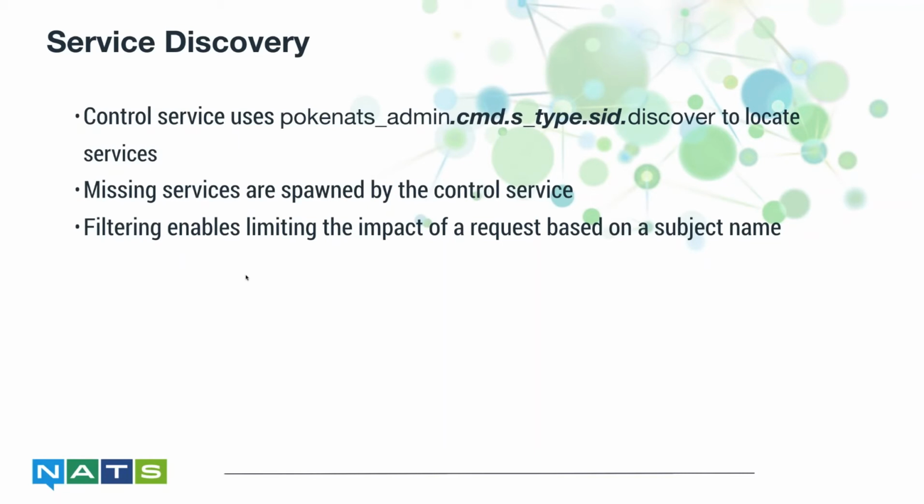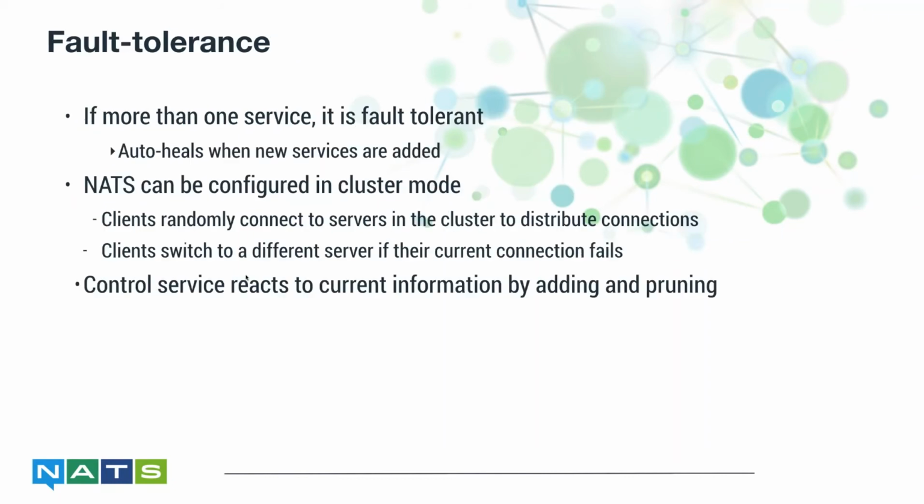We can limit the impact of the request based on a specific subject name. So we can use the subject name again to say, my control service is only going to deal with things that are on a particular grid. And maybe he's only responsible for a particular geographical area, right? So we can combine these things, right?